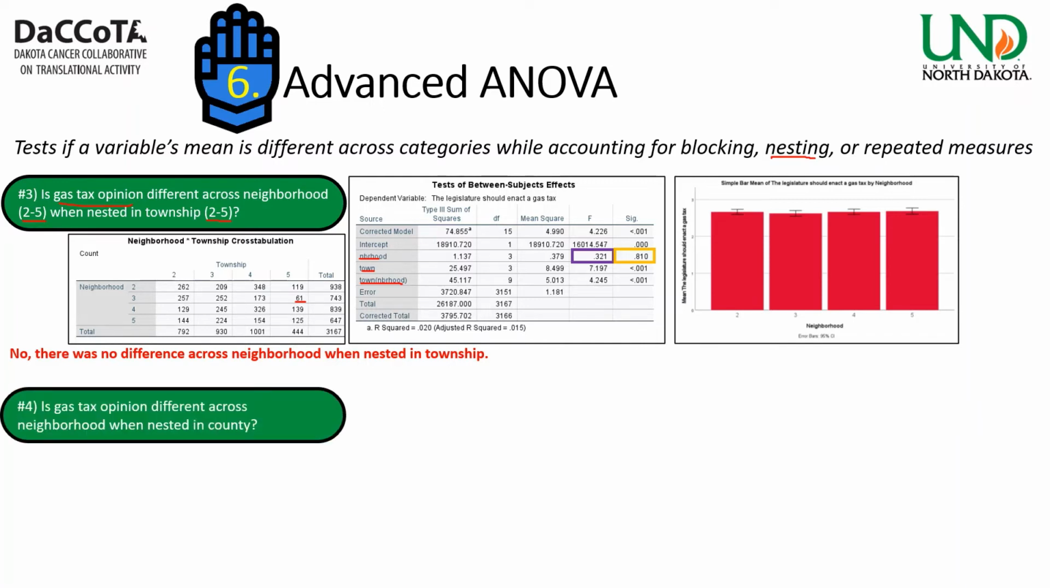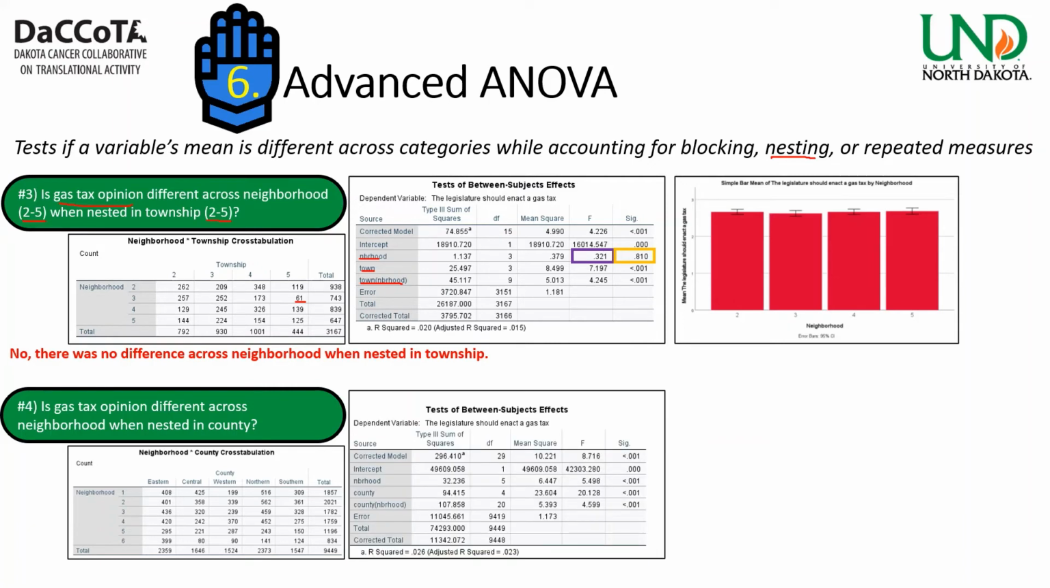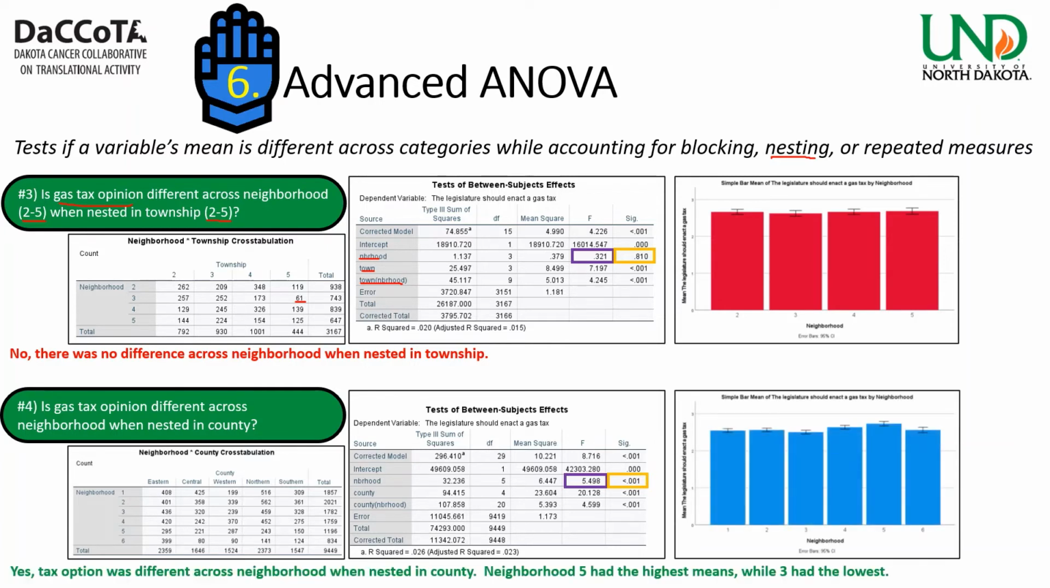Then I could ask about gas tax opinion across neighborhood when nested in county. So we have more counties: eastern, central, western, northern, and southern, and then I did all these neighborhoods. Run this, and what we found here is now neighborhood is significant. So there was a significant difference when nested in county. Neighborhood 5 had the highest means, while 3 had the lowest. And those at least were significantly different from each other.